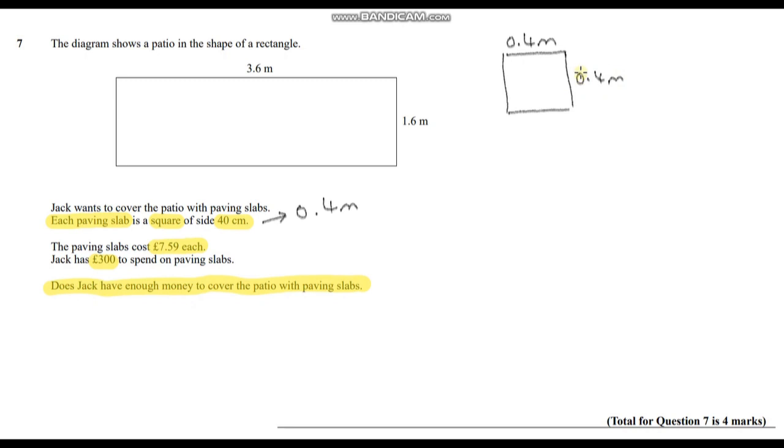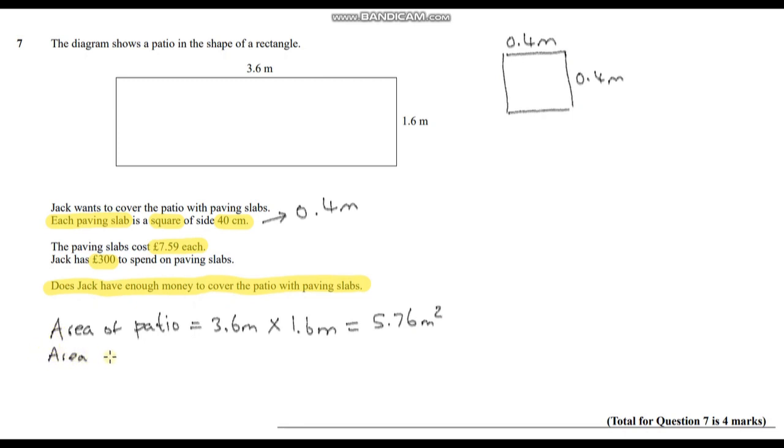So the first thing we can do is work out the area of the patio. 3.6 times 1.6. So let's write this down. Area of patio equals 3.6 metres multiplied by 1.6 metres. 3.6 times 1.6 gives us 5.76 metres squared.